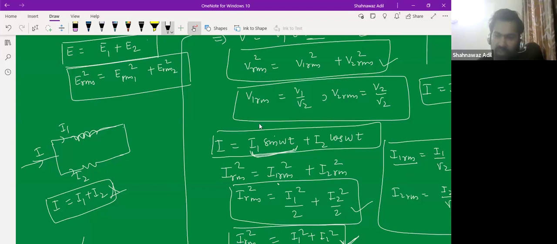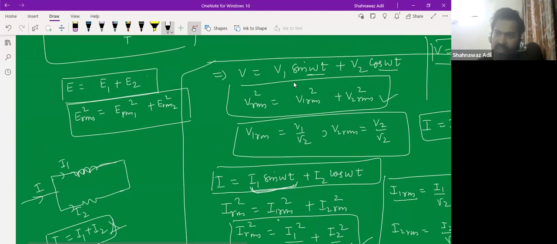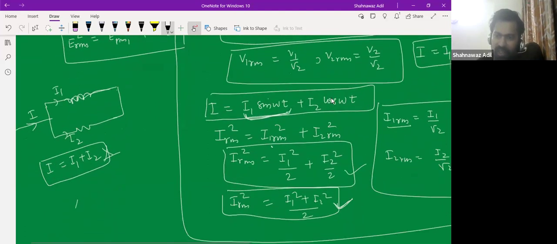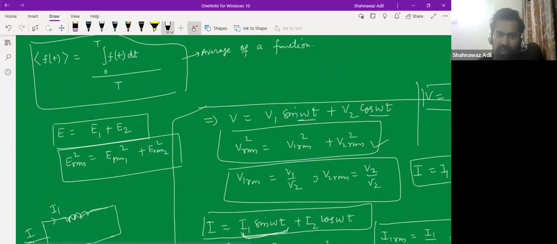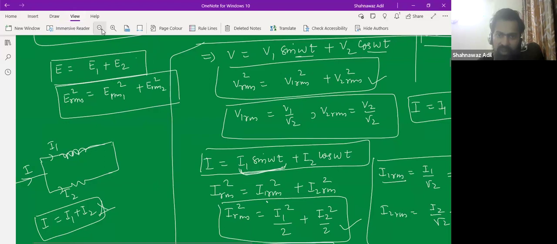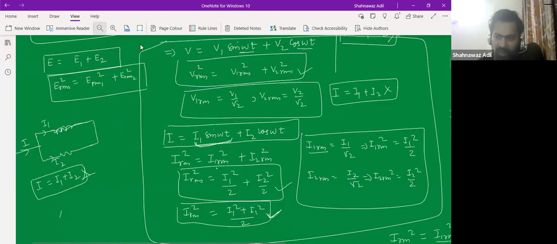If you are getting two voltage supplies, V1 and V2 sine omega t, then you have to note down this thing as well. Please note down this one also. This is important. We'll do questions based on this one. So just note down these portions, right?